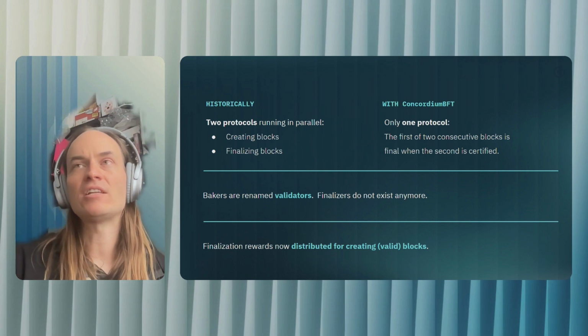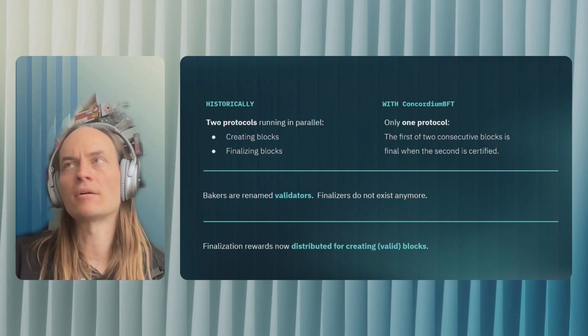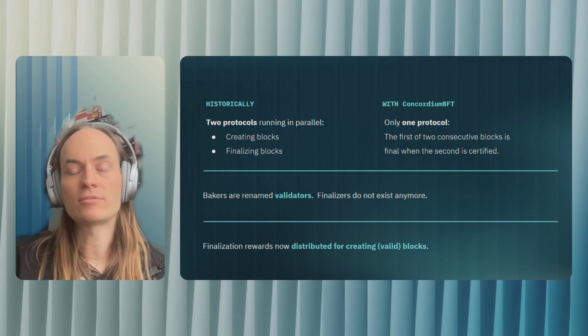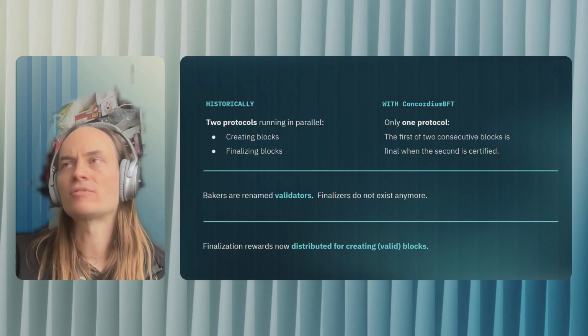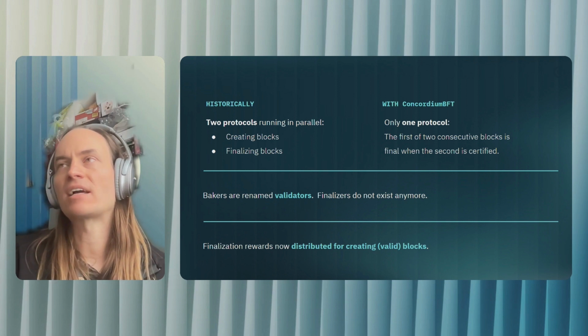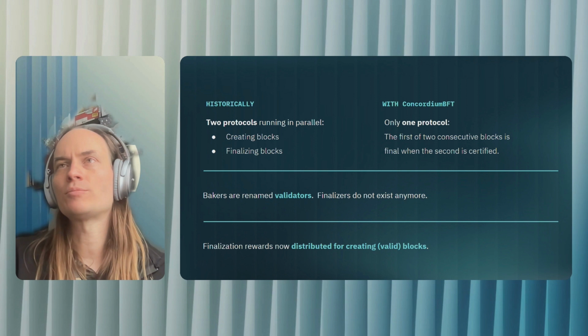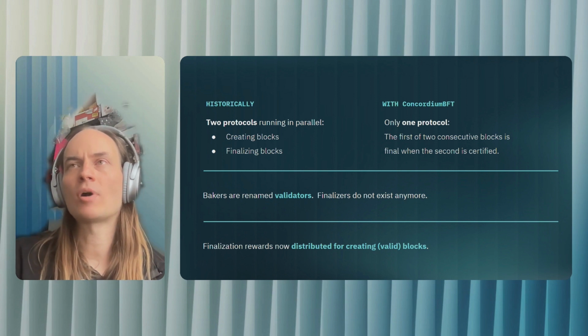We changed to a new protocol, a BFT protocol. This one is significantly faster. We produce significantly more blocks. So that was one of the main motivations for the changes. And a kind of side effect of this is that we don't have two protocols running in parallel anymore. We just have one protocol.